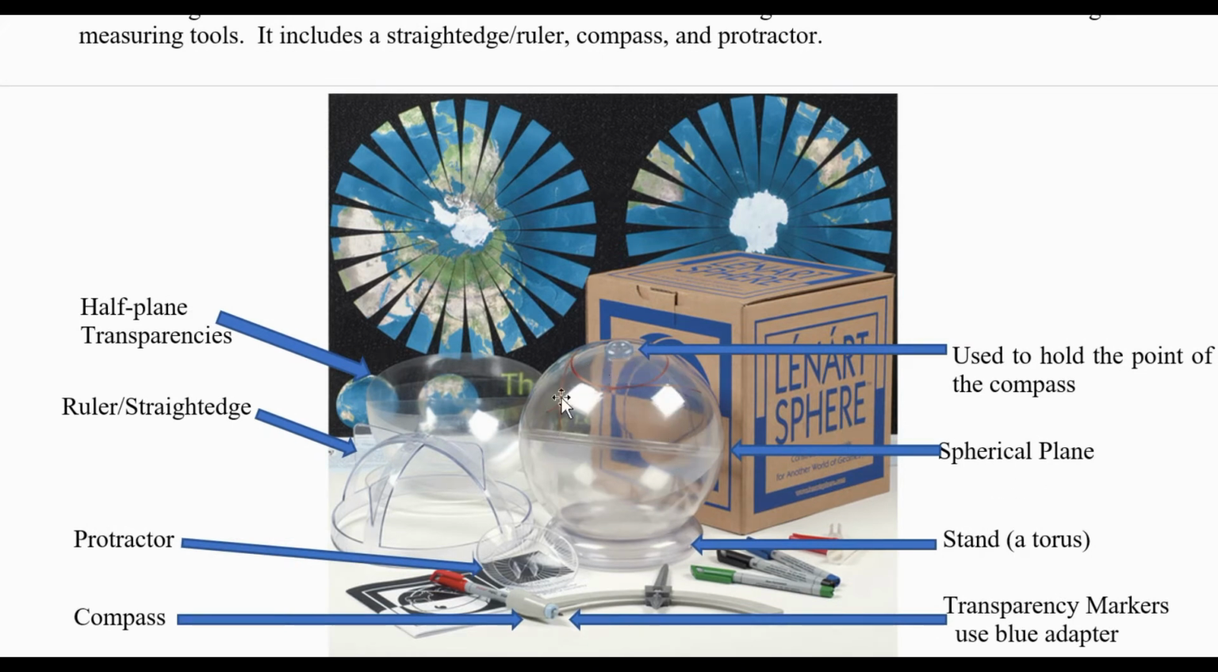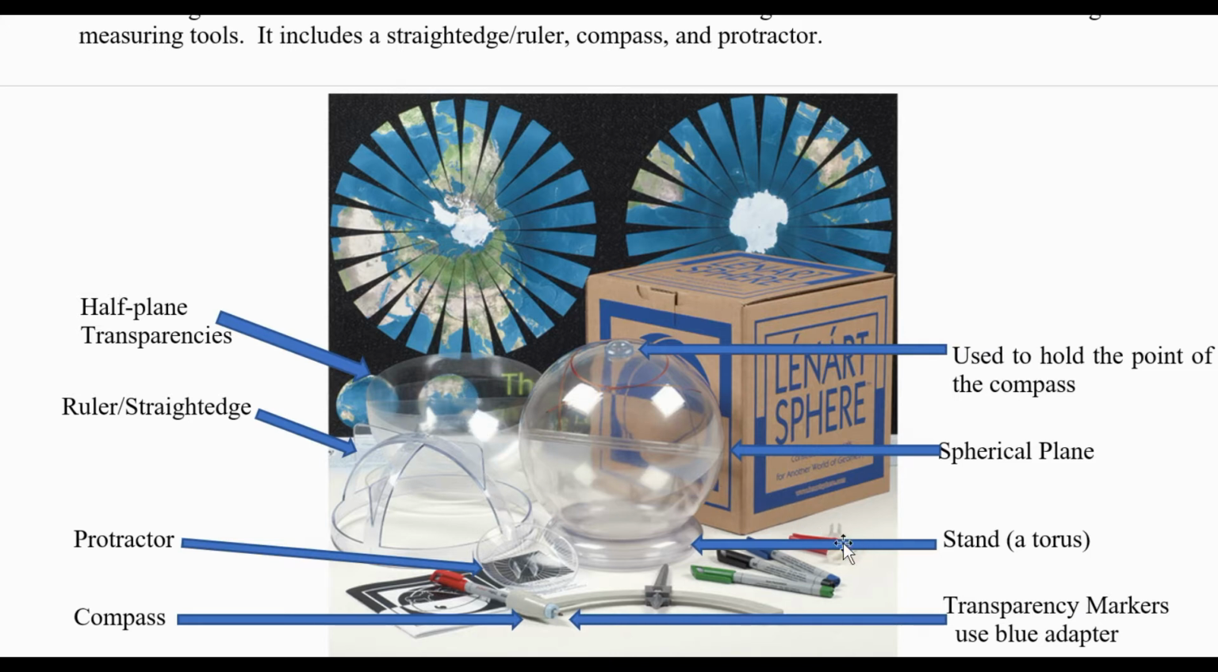This right here is the plane, the spherical plane, which is, of course, a Euclidean sphere, but it's a plane in spherical geometry. This thing right here is just a stand to hold it. It's in the shape of a Euclidean torus, like a donut or an inner tube. And these little transparencies can fit over that to draw things. They're half planes in spherical geometry, or hemispheres in Euclidean geometry.